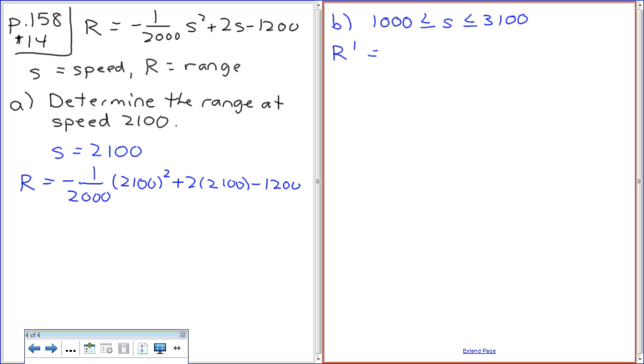Yeah, negative 1 over 1,000. S. Okay, good, and the derivative of 2S is 2. Now, compared to that monster for a warm-up, that should be nice, right? That's a nice derivative. Okay, Emma, what do I do next now?